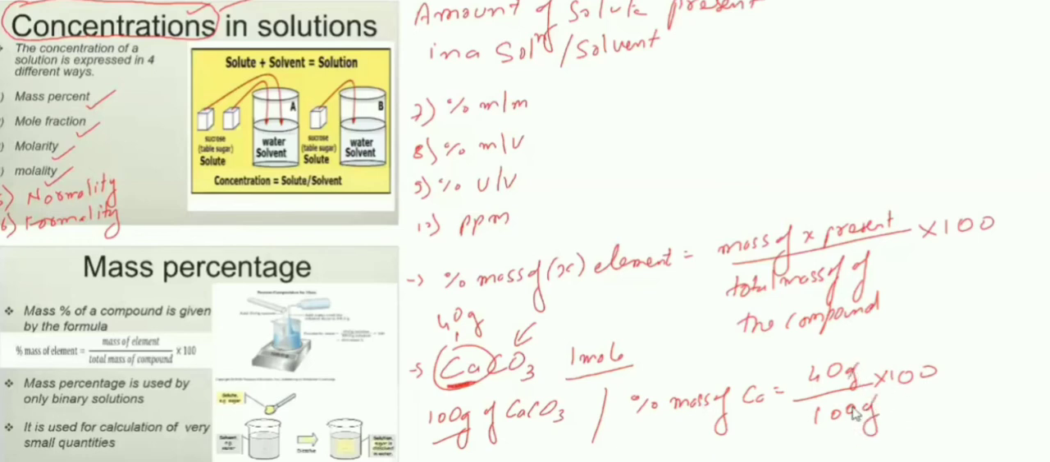Into 100. So we are remaining with 40%. So in a molecule of calcium carbonate, calcium is present as 40% by the mass. Okay. So this mass percentage is used only for binary solutions. When we say binary solution, that means those solutions which have 1 solute and 1 solvent. It is also used for calculation of very small quantities.